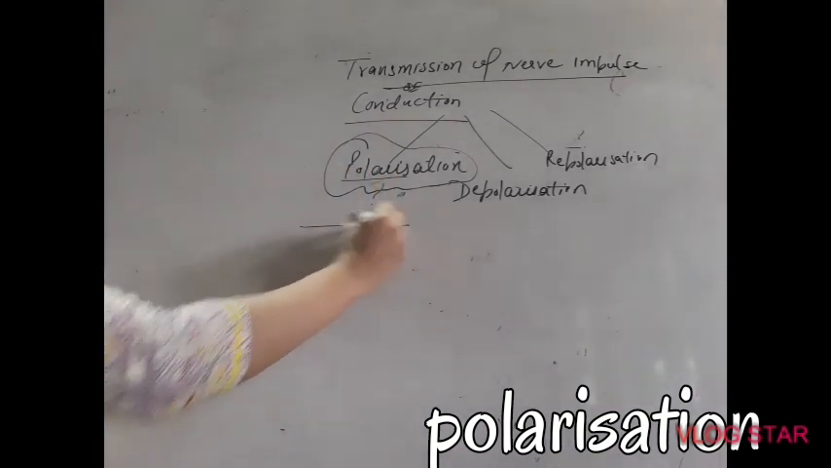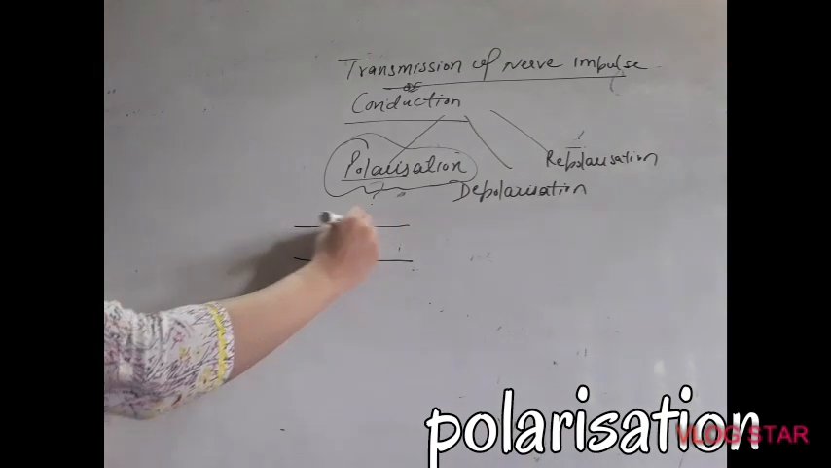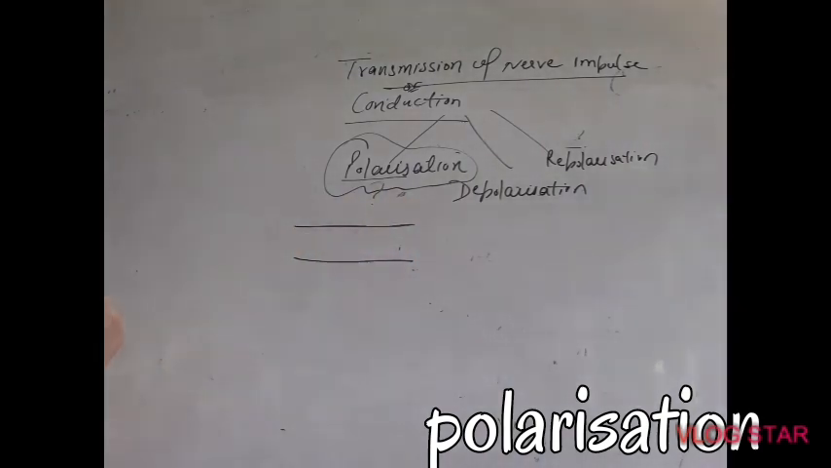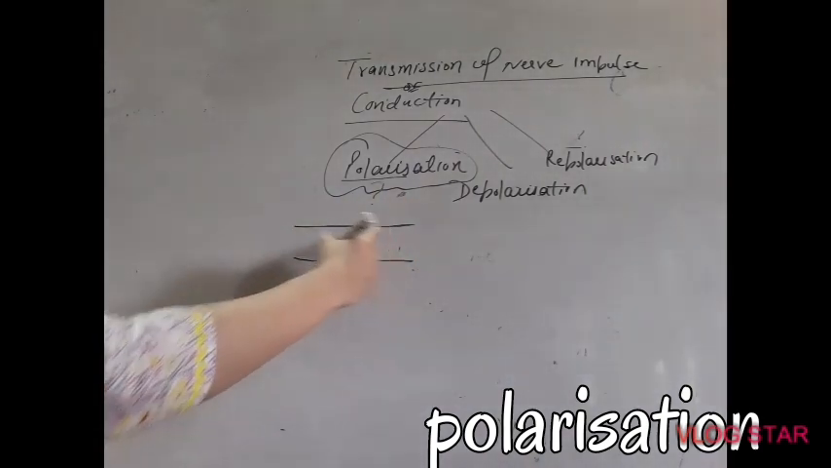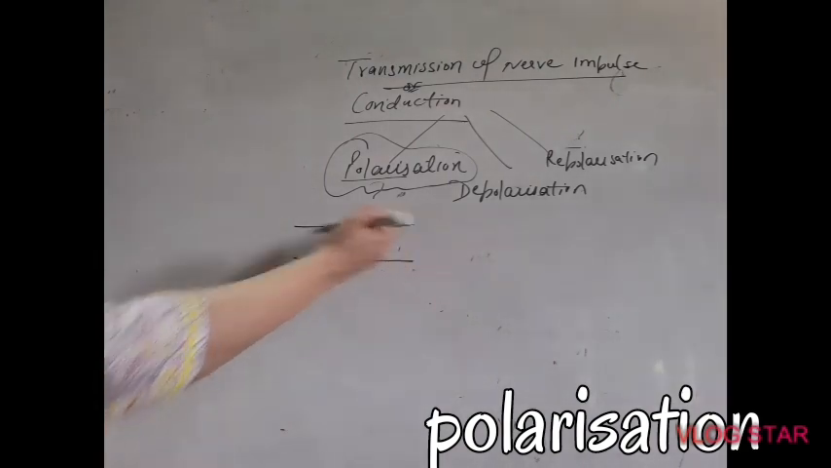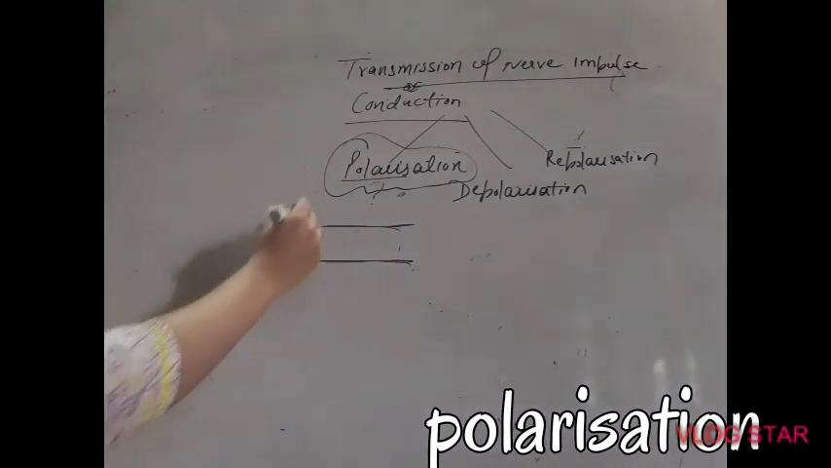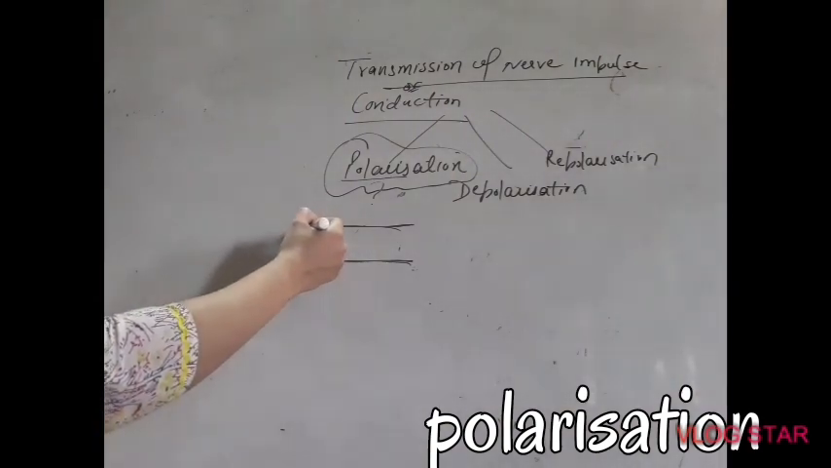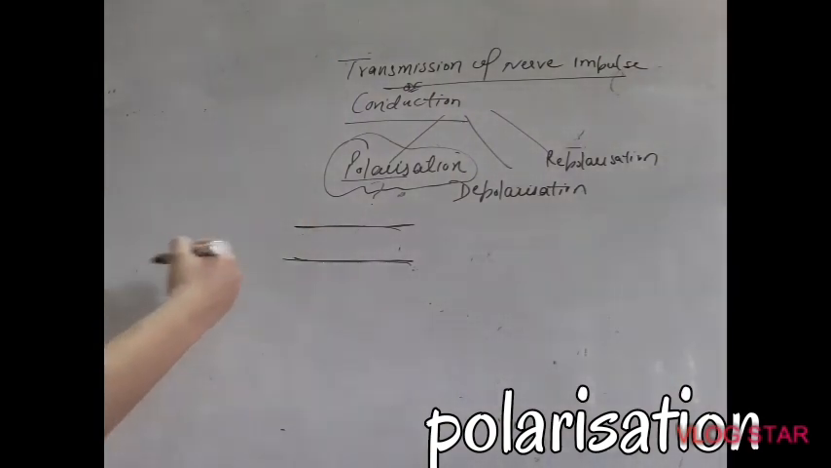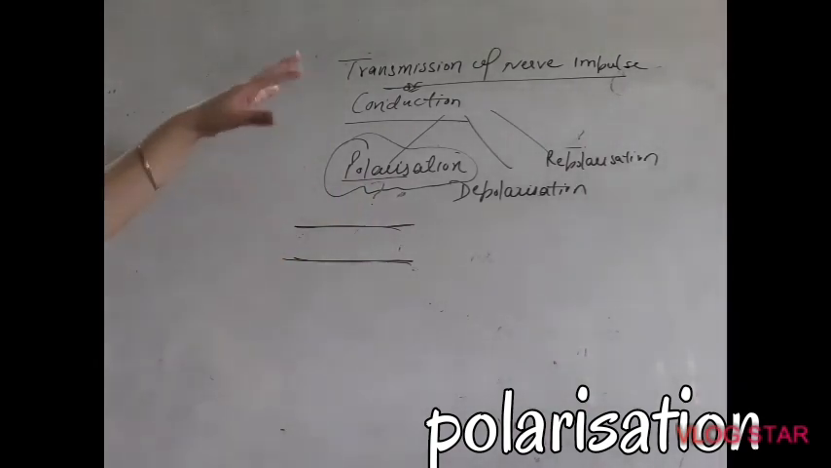These charges develop across or along the axon membrane, because information or nerve impulse actually travels through the axon of the neurons. So the axon membrane develops some charges outside the membrane or inside the membrane. This process of development of charges is known as polarization. Now let us begin. How does this nerve impulse travel and how is it generated?